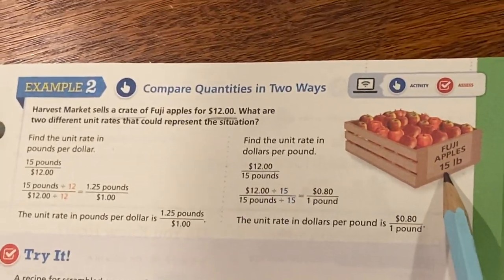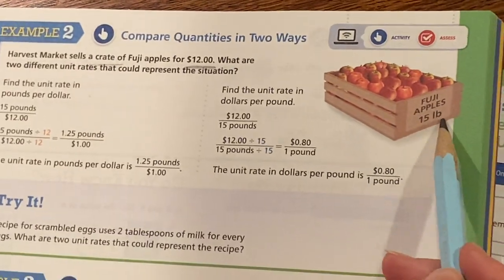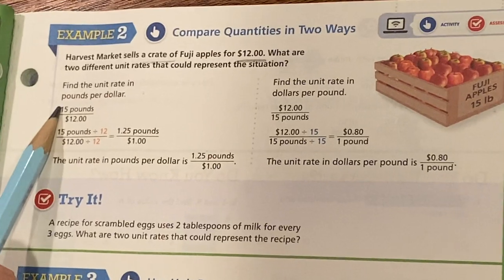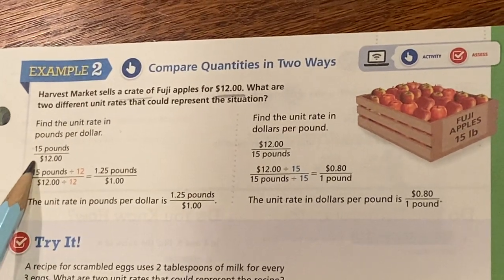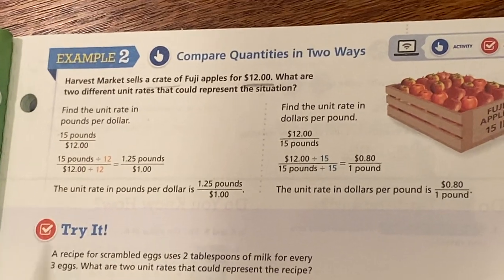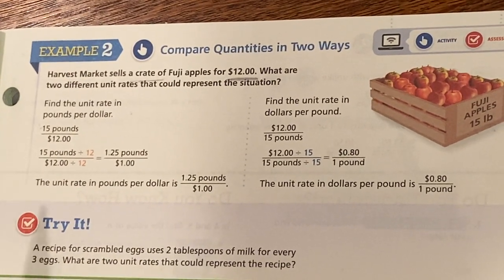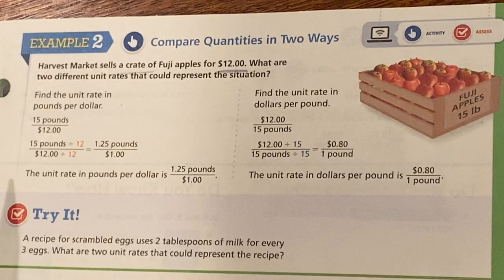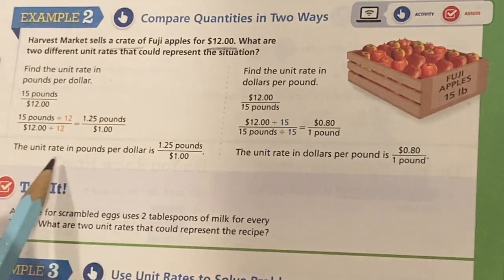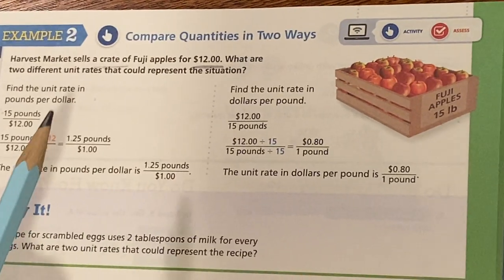So, we need to look at this picture. It tells us that this crate weighs 15 pounds. So pounds will be the unit we're using there. And so now we know that 15 pounds costs $12, and our ratio is 15 to 12. And what do we want? We want to find the unit rate. In other words, how many pounds of apples could you get for $1?